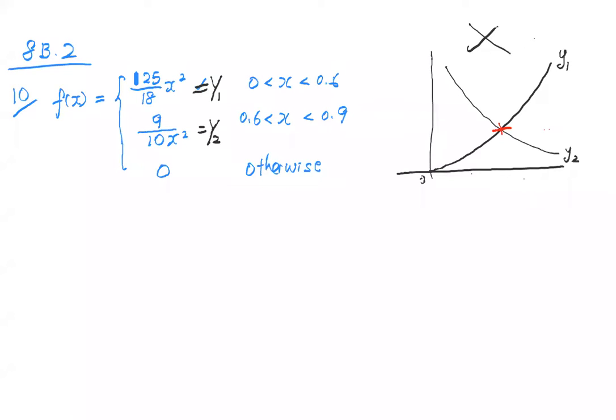Okay, so what is the intersection point? And in this case, I believe the x happened to be 0.6 also. Am I right? Okay, so now look, from here I'm going to sketch the graph.